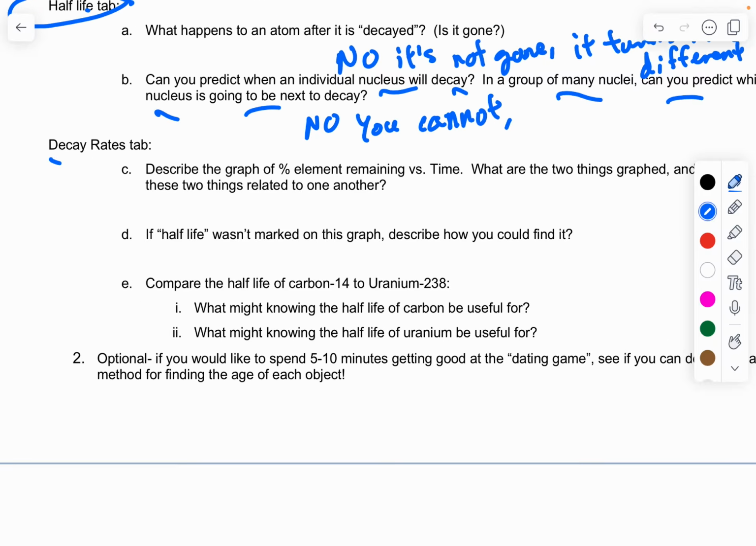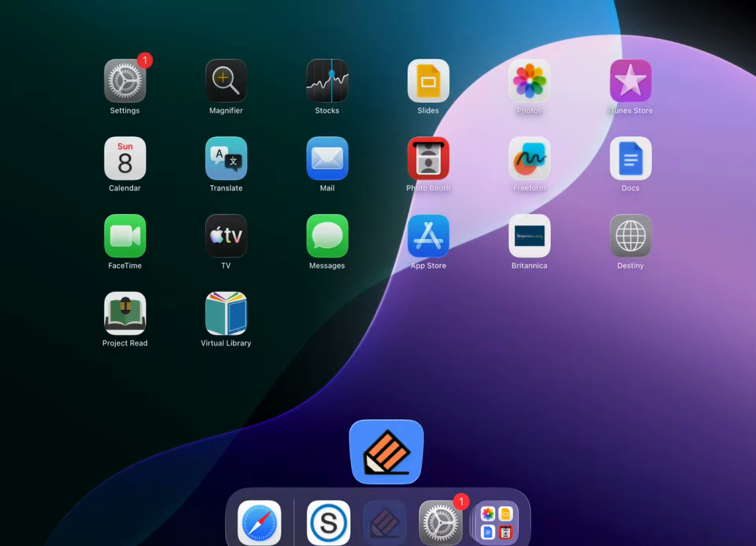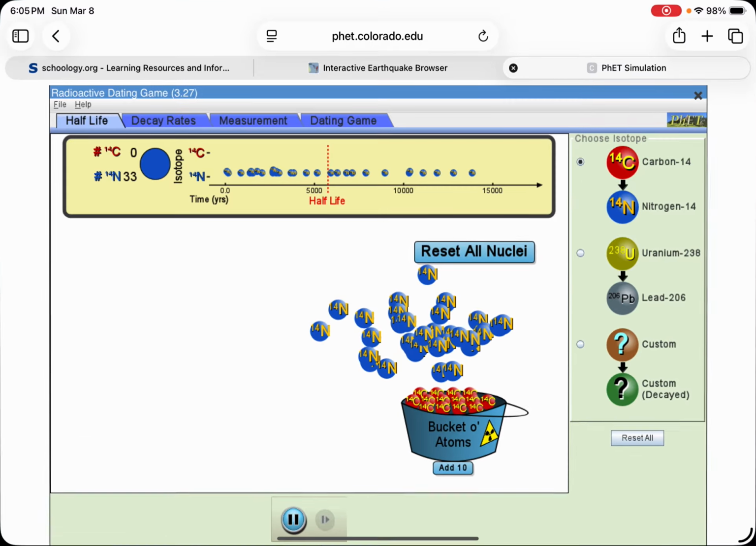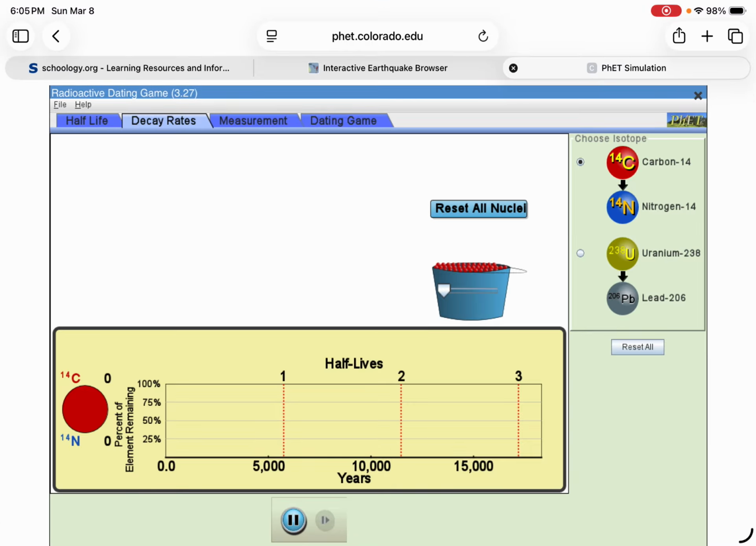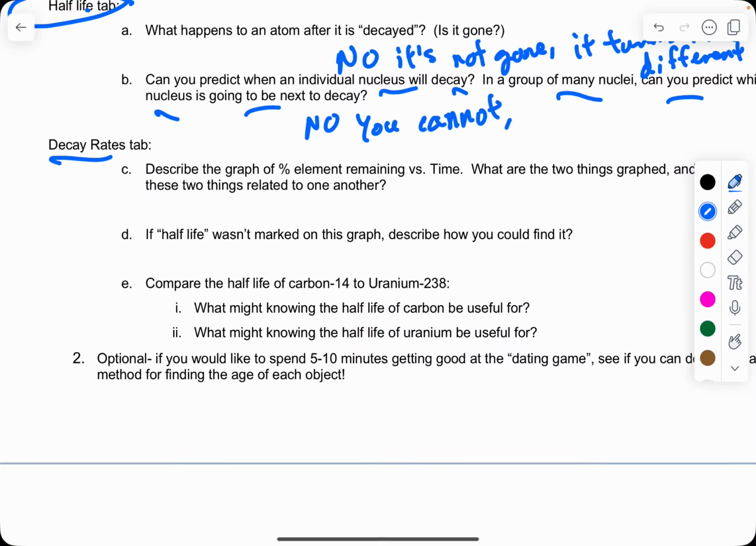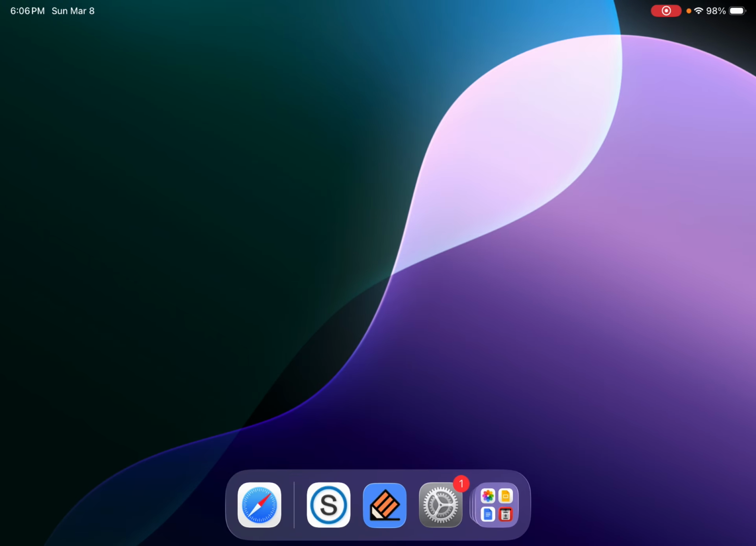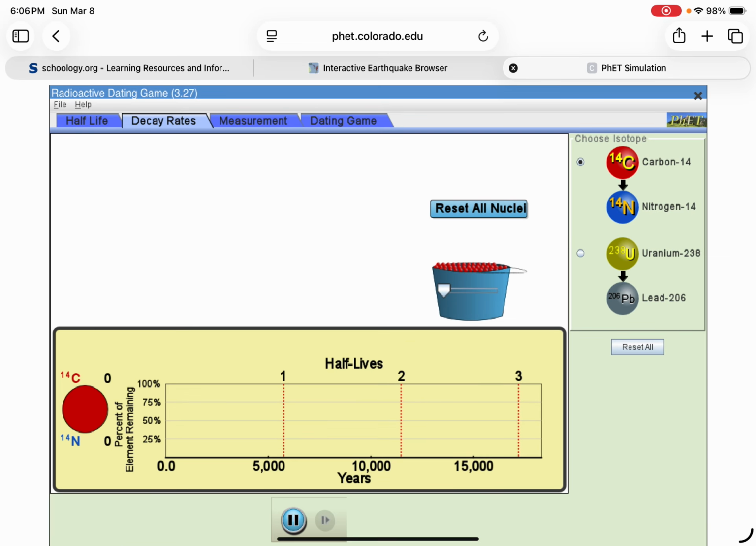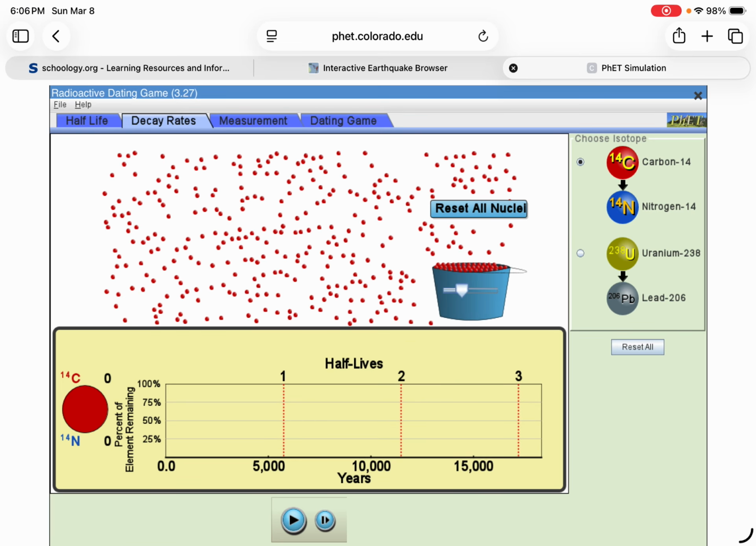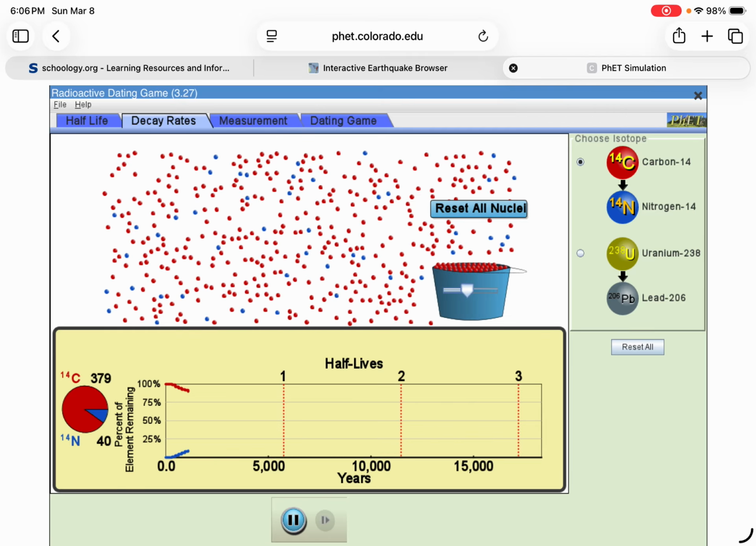So now this is the decay rates lab. So we look at decay rates, okay, and the question is describe the graph. What are the two things graphed and how are those two things related to each other? Right, so let's go to the graph, and you can scroll a little bit here. Once you scroll, then you let it go.